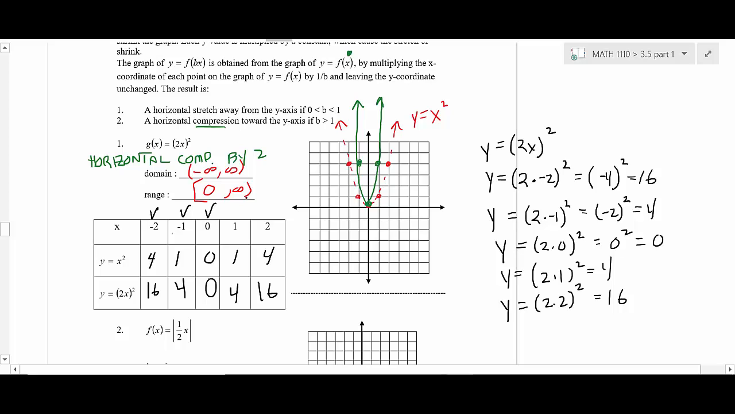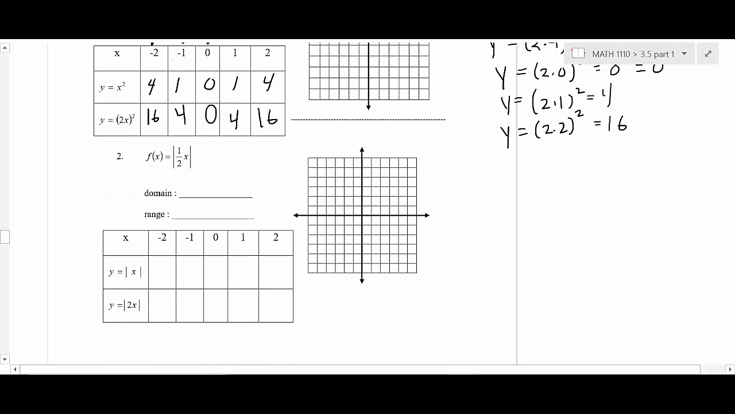Okay? We're going to do the second problem the same way, but I want you to think about the second problem. It's got a half x. What does an absolute value look like? It looks like a V, right? So what do you think the half's going to do? It's going to stretch it this way, horizontally stretch. Okay, let's crunch it out, and let's make sure that we can do that okay.